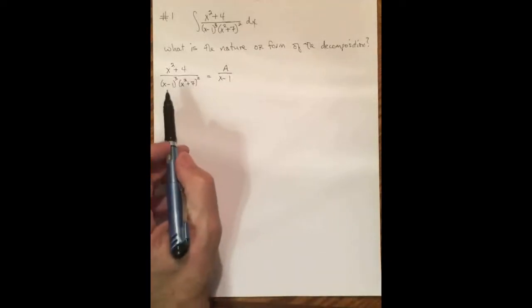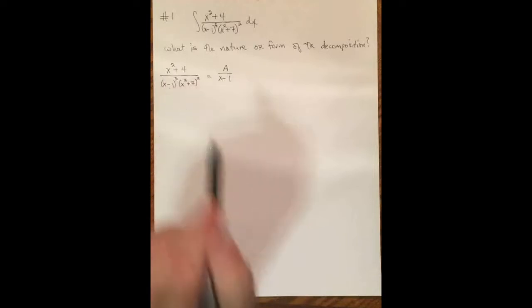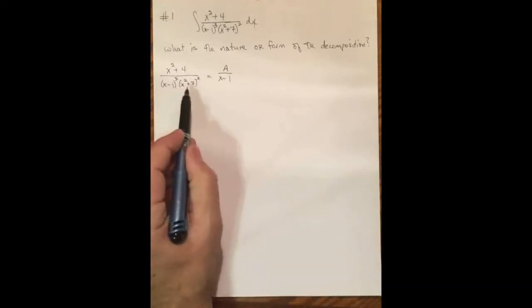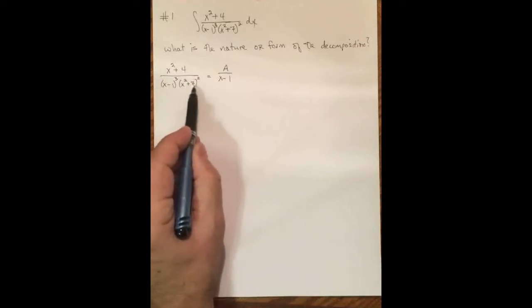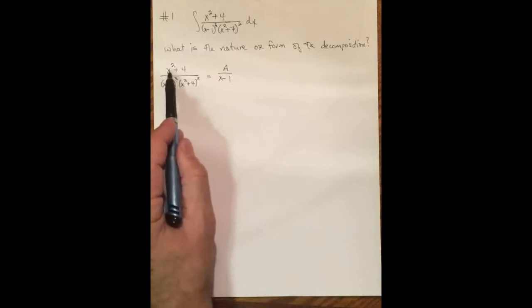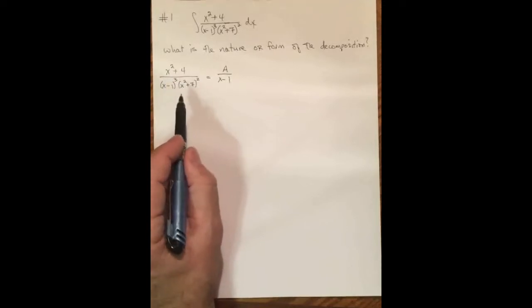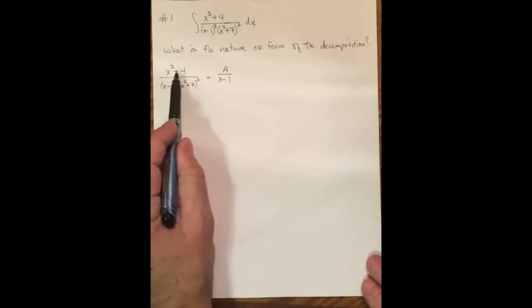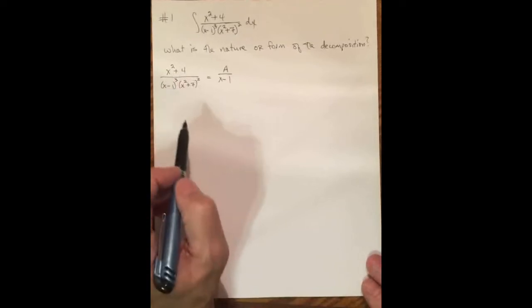Now, in the denominator, we have a polynomial of degree 3 multiplied times a polynomial of degree 4 if you square this. So this ends up being a polynomial of degree 7. The numerator is a polynomial of degree 2, so this is what we consider proper form. That means that the degree of the numerator upstairs is smaller than the degree downstairs.